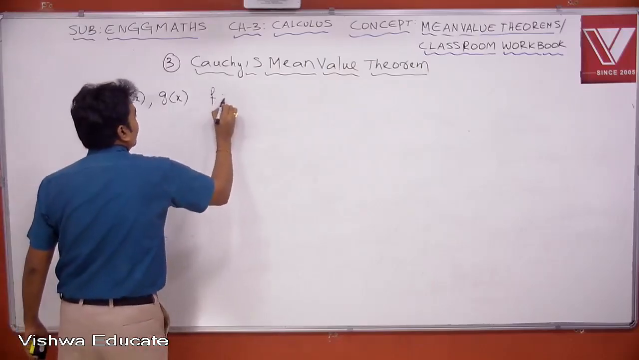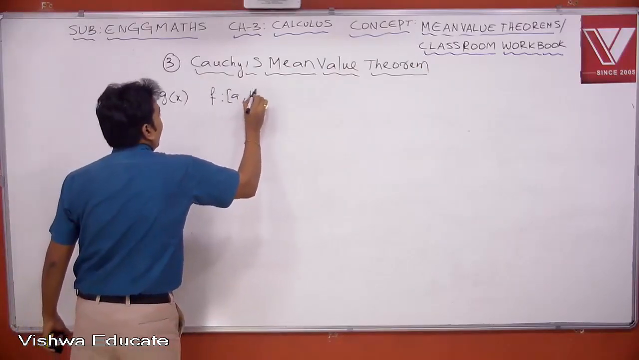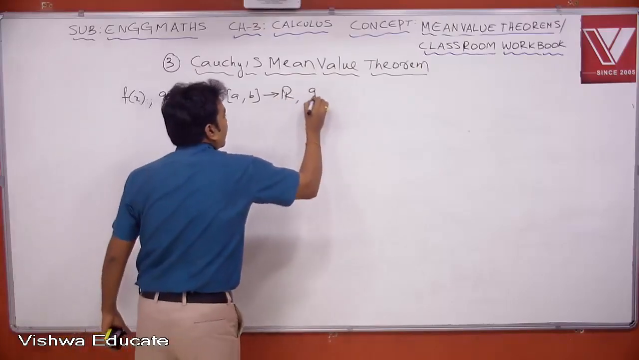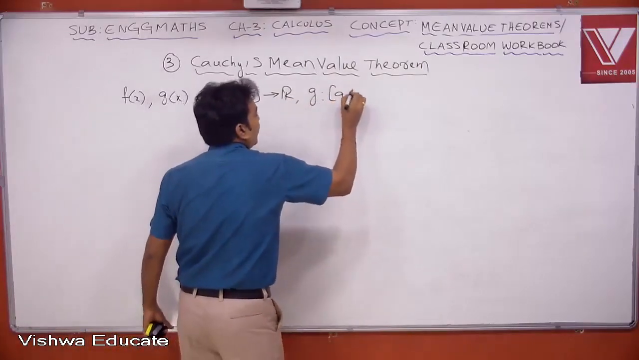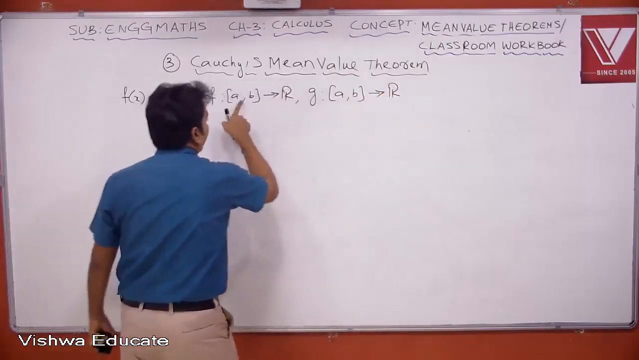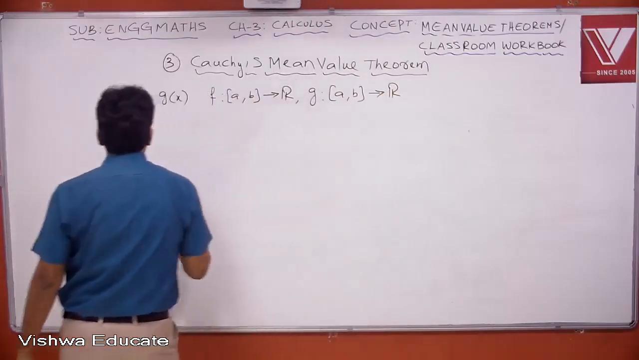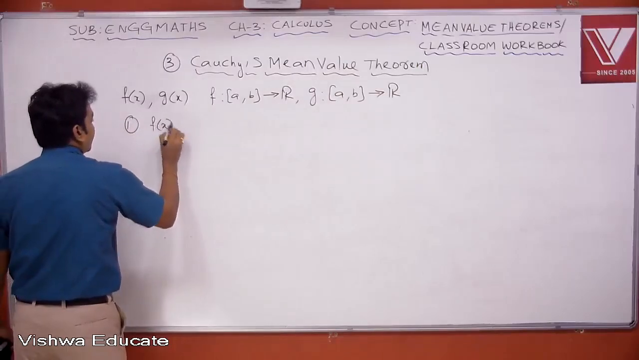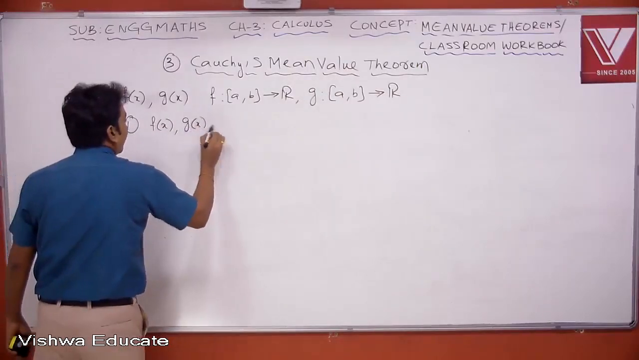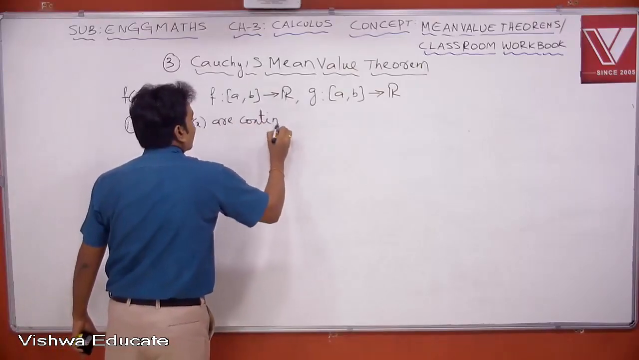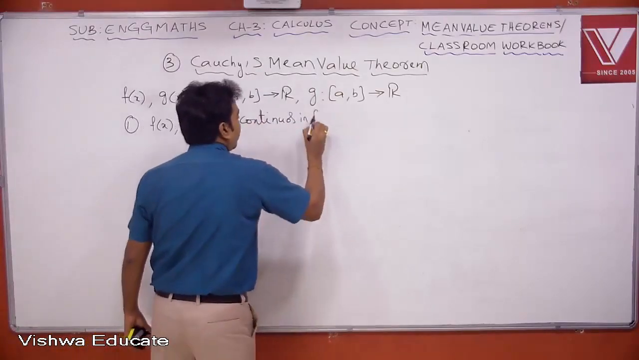Both have domain closed interval a comma b and it is defined to set of real numbers, and the second function again has the same domain and same codomain. Domain and codomain are a comma b and R. So assume that these two functions satisfy three conditions. The first condition is f of x comma g of x are continuous in closed interval a comma b.